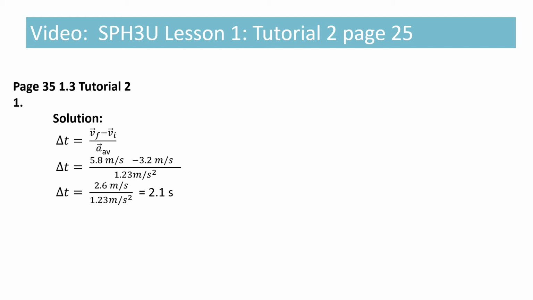Change in time equals 5.8 meters per second minus 3.2 meters per second, divided by 1.23 meters per second squared. 2.6 divided by 1.23 is 2.1 seconds.